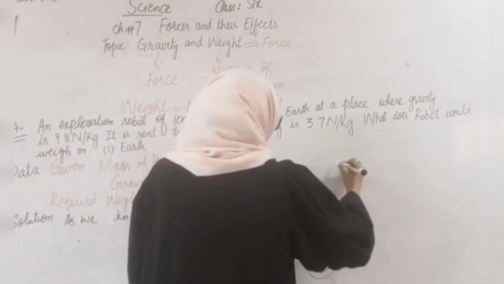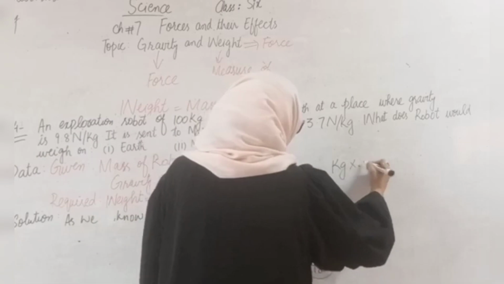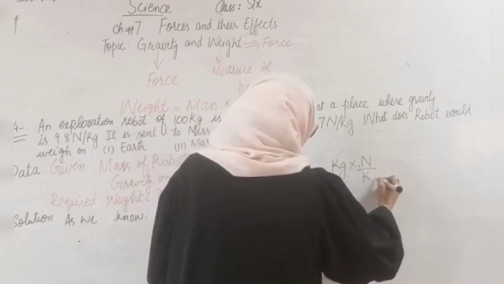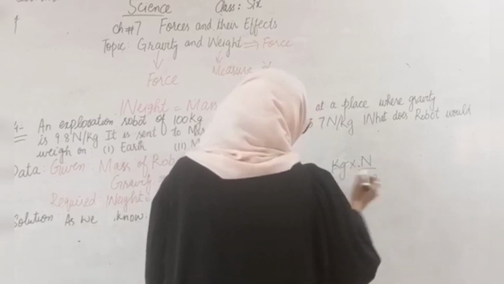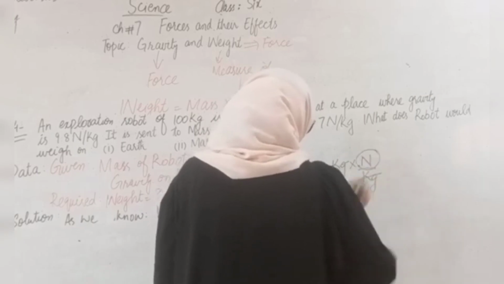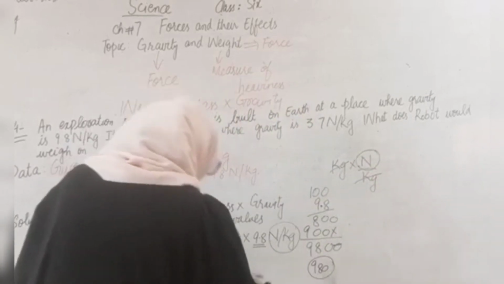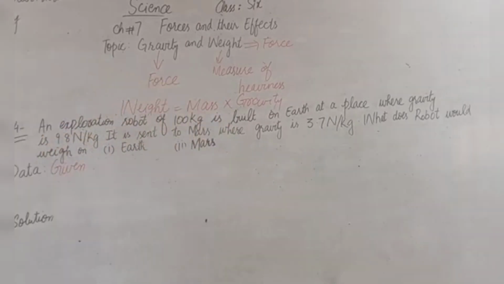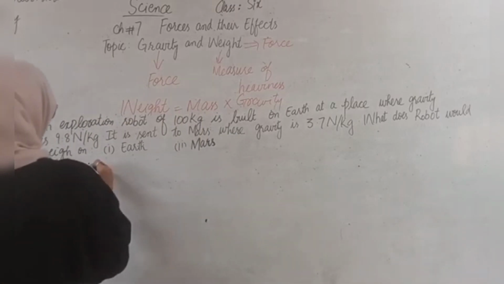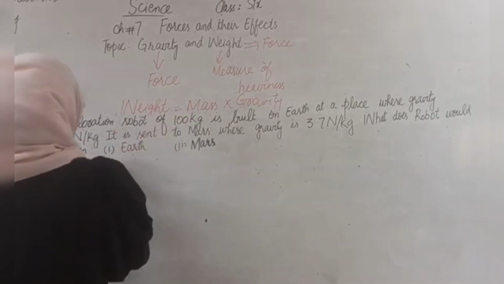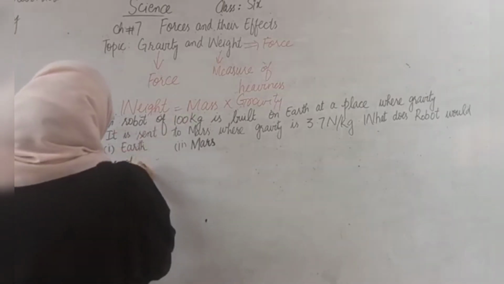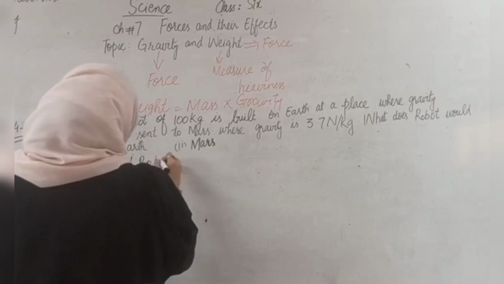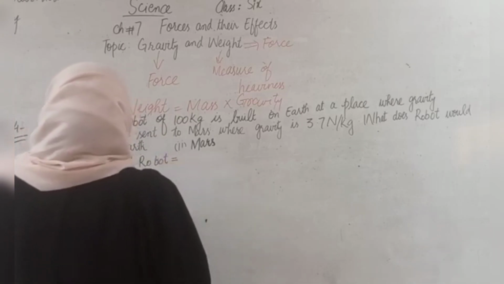Same rule, kilogram multiplied with Newton per kilogram. Kilogram will be cut and we will write only Newton, 980 Newton. We will follow the same method for the solution of mass. As you know, we have given the mass of the robot. Tell me, what will be the mass?